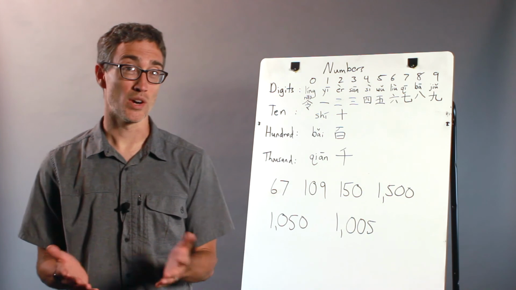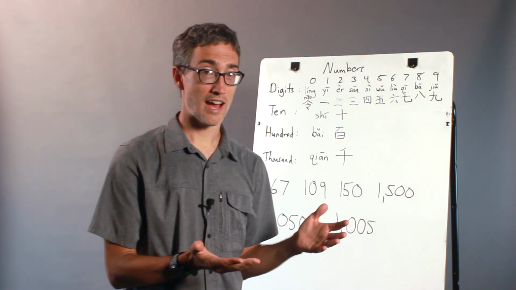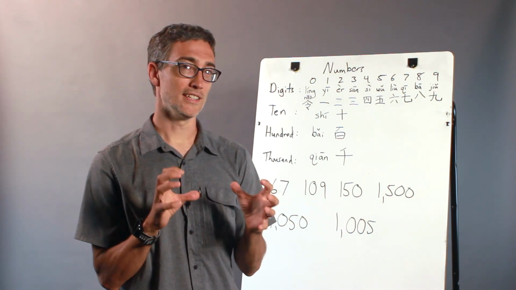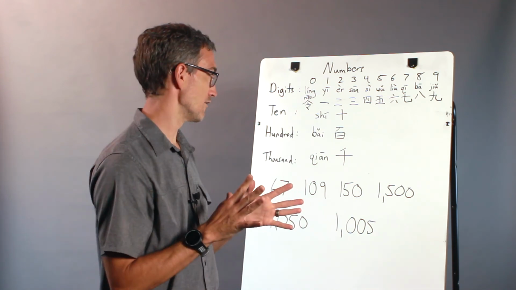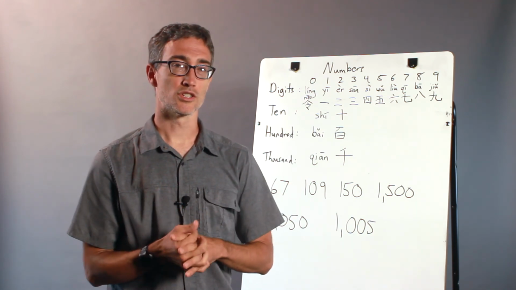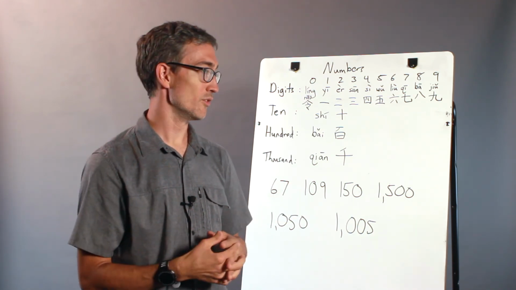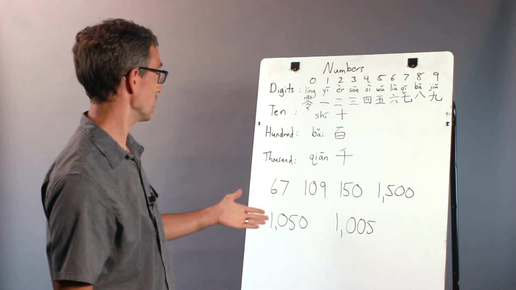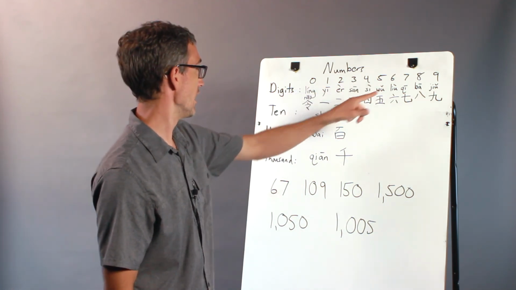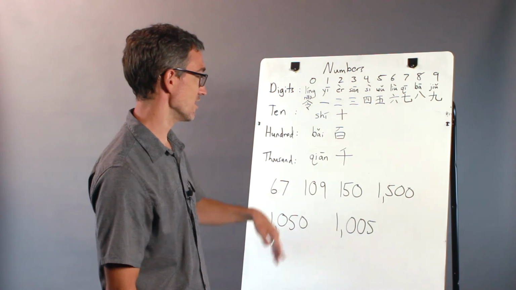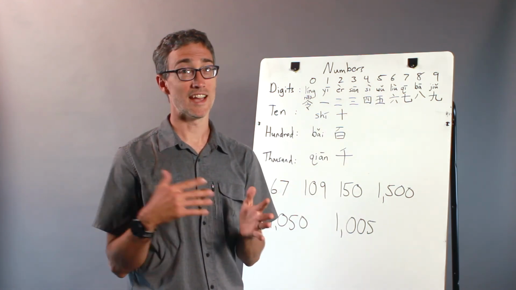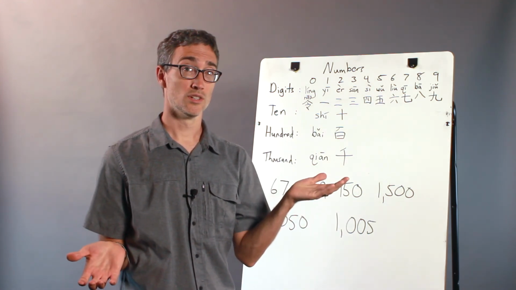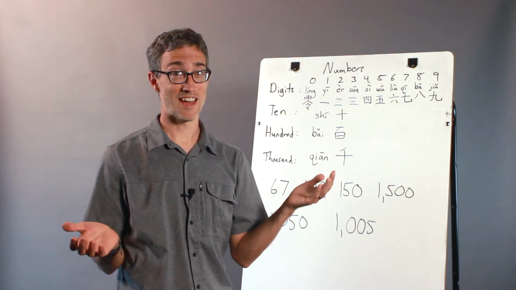It's actually quite simple. I went through that quite fast, but I hope you get the idea that it's not that difficult. It is a little different from English, but with just these basic building blocks, literally 1 to 9, and then 10, 100, and 1,000, you can put those blocks together to say any number from 0 to 9,999. So that is pretty cool.